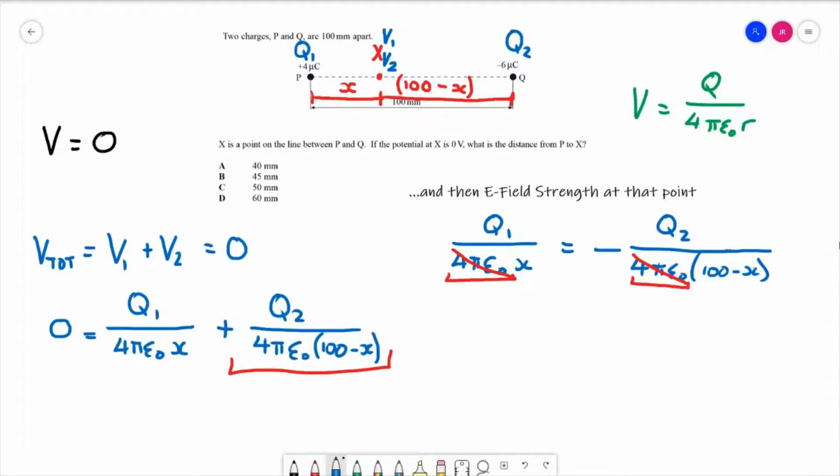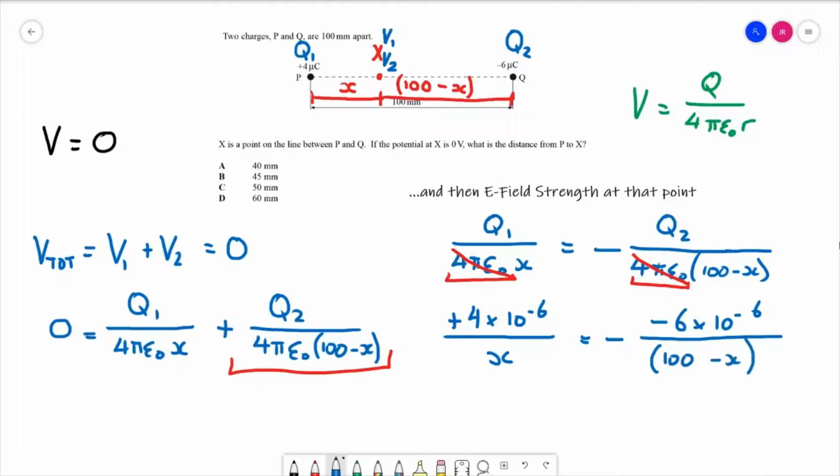We can start to plug some numbers in then. For Q1 we have plus 4 times 10 to the minus 6 coulombs, and that is divided by x. That will equal minus, Q2 is minus 6 times 10 to the minus 6 coulombs, and we will divide that by the distance, 100 minus x. Now again at this point we can see some things are going to cancel out. The 10 to the minus 6 on each side of the equation will cancel out. We also have minus and minus on this side of our equation, and therefore two minuses make a plus. Those two will end up cancelling each other out.